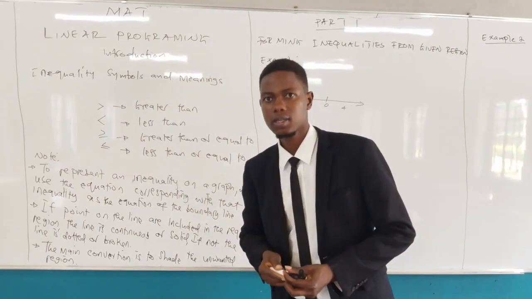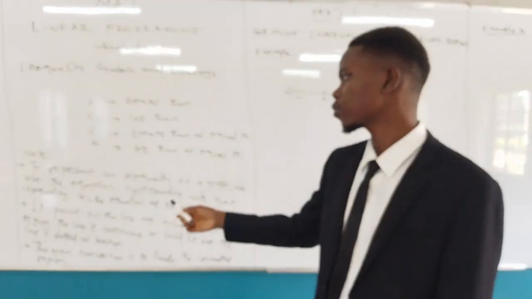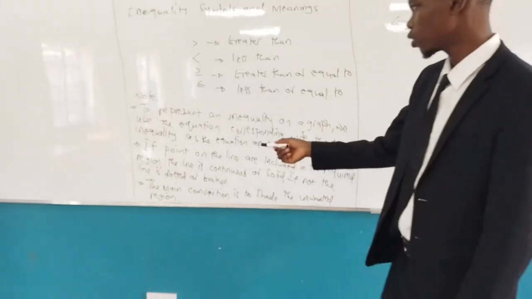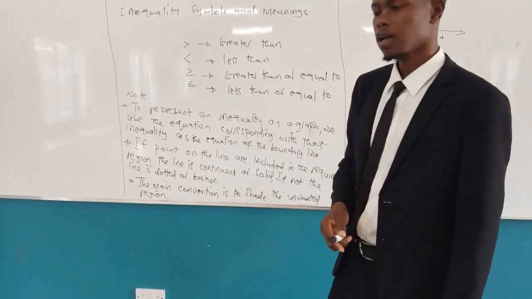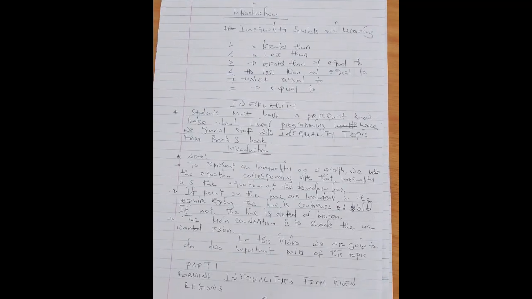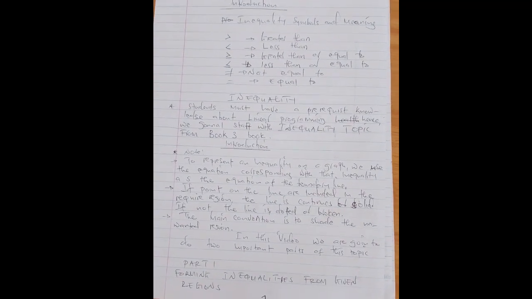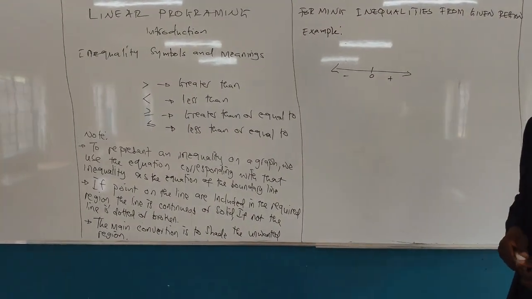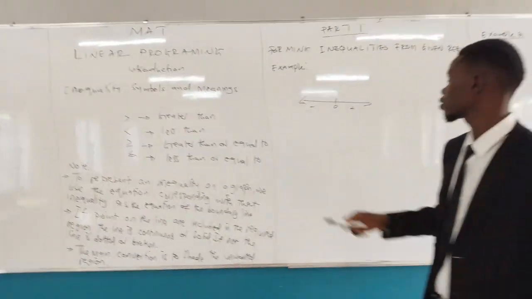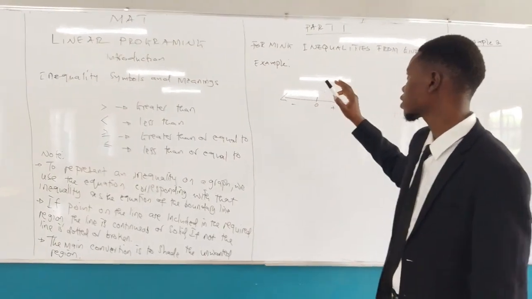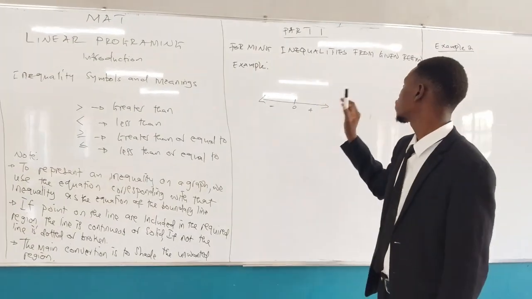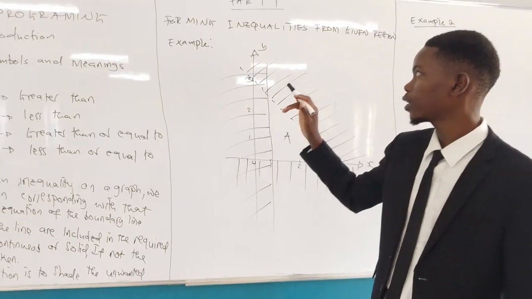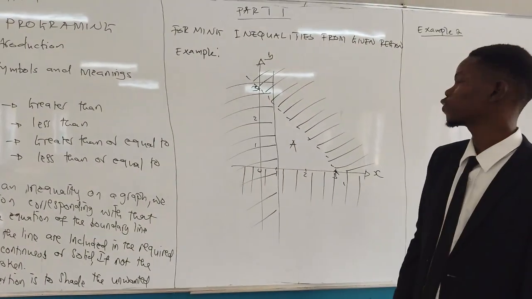Let's take a look at the rules that we are supposed to use when we are solving inequality. Students must know this, so you can take a look at the video and pause it. In this topic, we are going to discuss 2 major parts. In part 1, we're going to discuss forming inequalities from a given region. Let's take a look at an example under forming inequality from a given region.